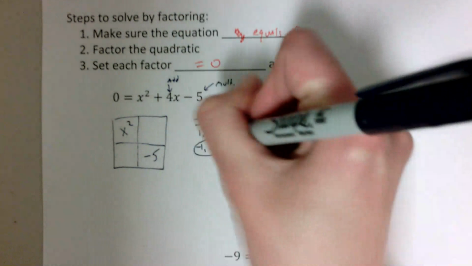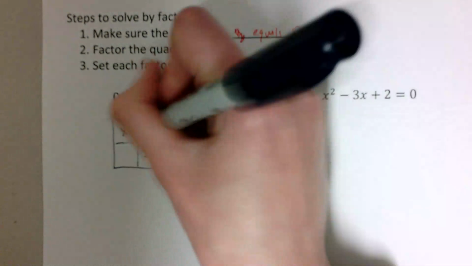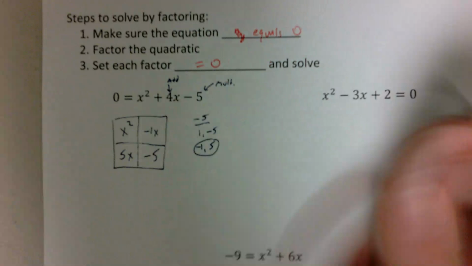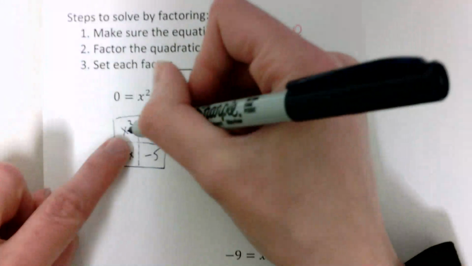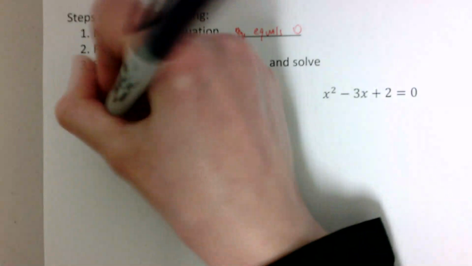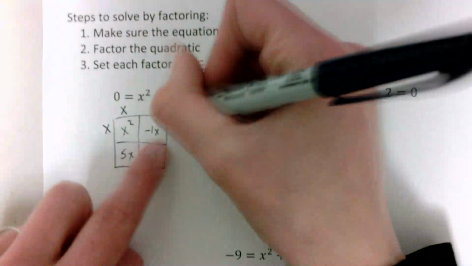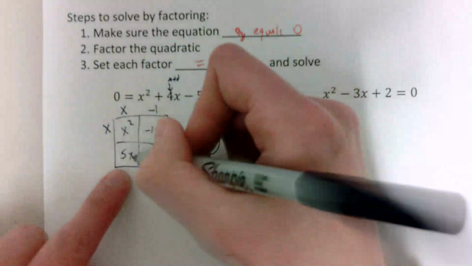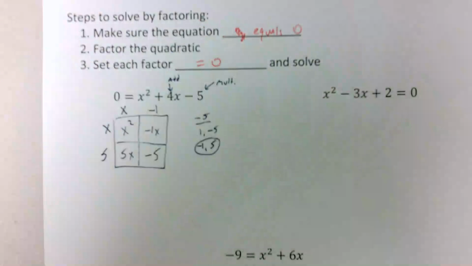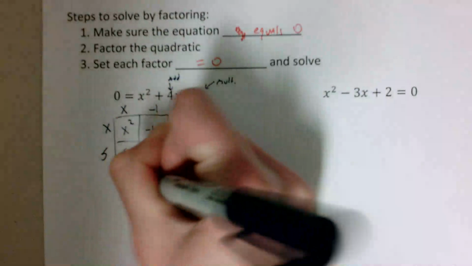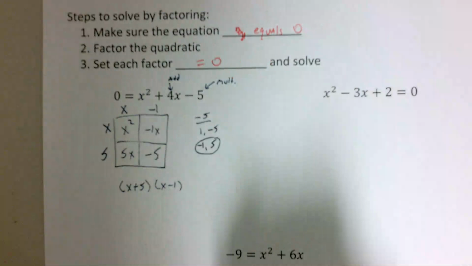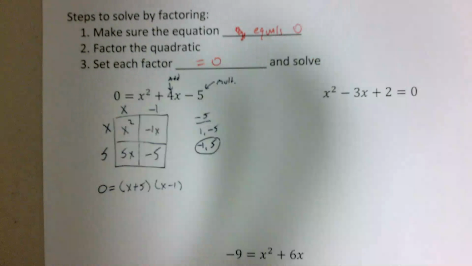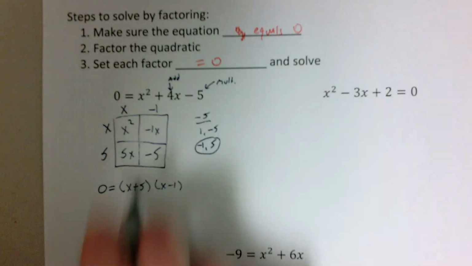Well, in this case, it would be these 2. So in my box, I'm going to put -1x and I'm going to put 5x. And then we just have to figure out what goes on the outside of the box. What has to go here and here so they multiply to x squared? Well, just x and x. What has to go here so that when I multiply it by x, I get -1x? Just -1. And what has to go here so when I multiply it by x, I get 5x? 5. So my factored form of this equation is (x + 5)(x - 1), and since this equals 0, I'm going to make this equal to 0. All right, so we got it factored.